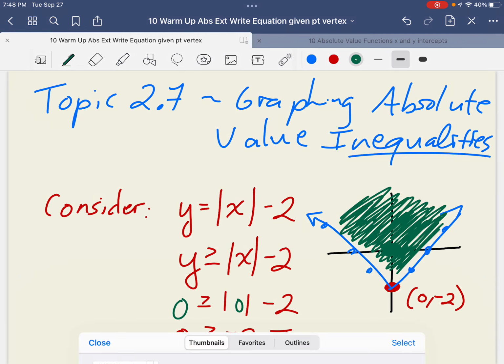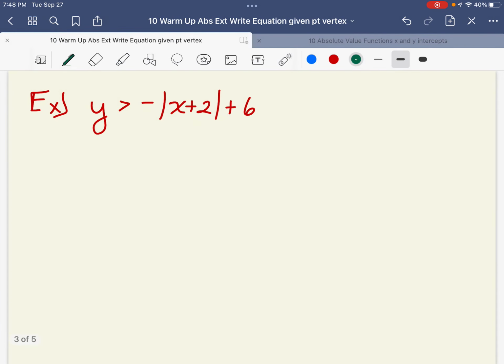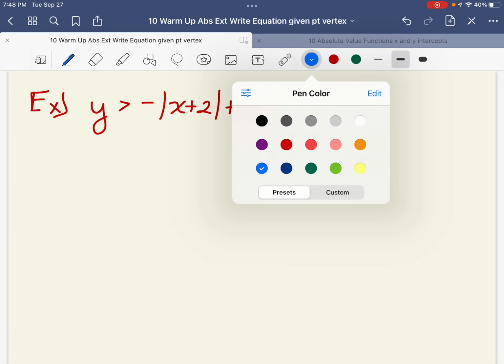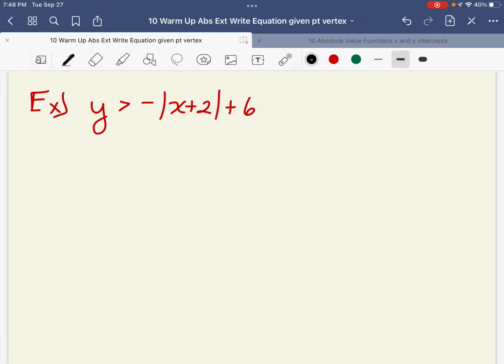Ready to do another one? Sure. Let's take a look at something like y greater than the opposite of the absolute value of x plus 2, plus 6. Looks a little bit more involved, but hey, remember, the good news here is that all we really have to do is add the concept of shading to what we've already learned.